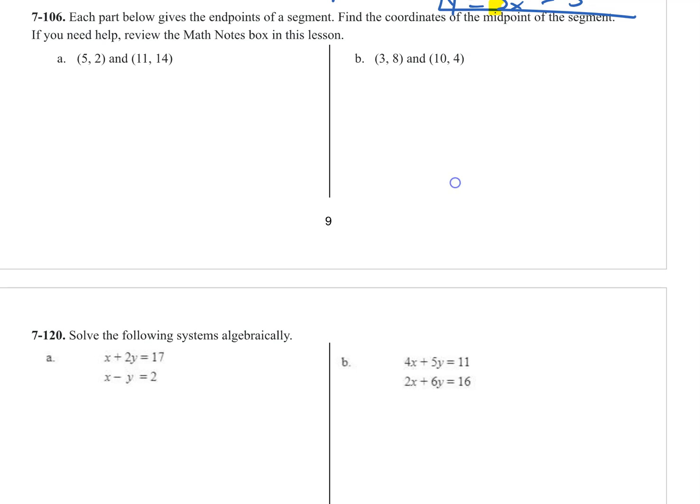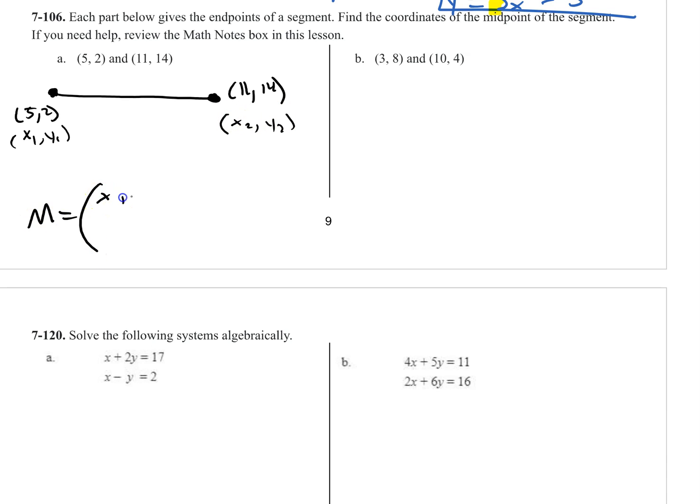Let's go on to 7-106. We have the endpoints of a segment. Find the coordinates of the midpoint. So one endpoint is 5, 2, and the other endpoint is 11, 14. So to get the midpoint, here's my first point. Let's call that x1, y1. And this is x2, y2.